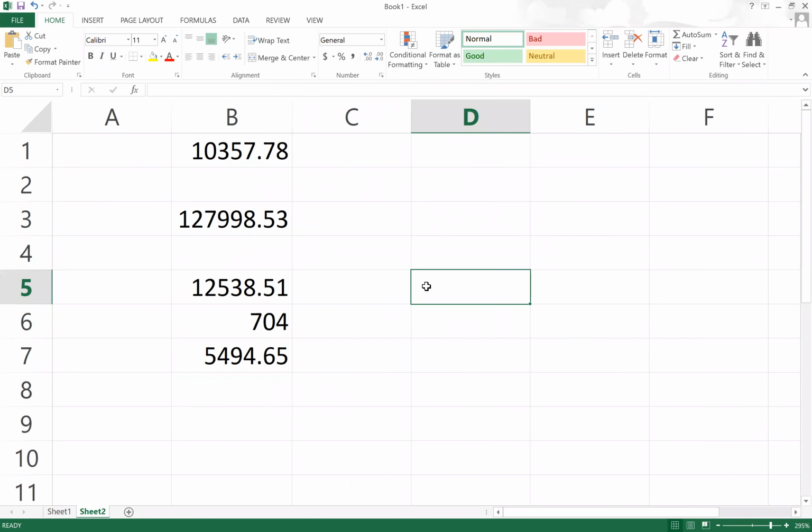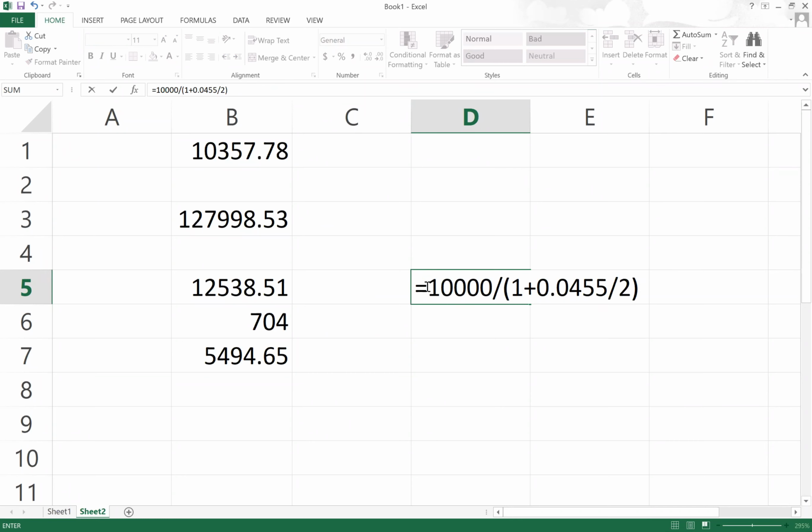Okay, so it should be 10,000 dividing by 1 plus 0.0455 by 2 compounded twice per year and raised to 20th power. Okay. And let's do it. And let's see what the actual cost is.